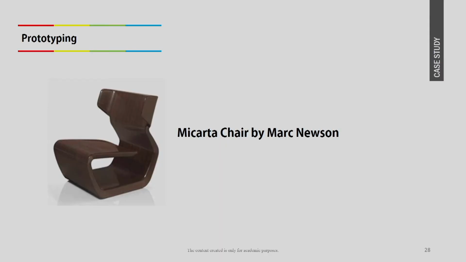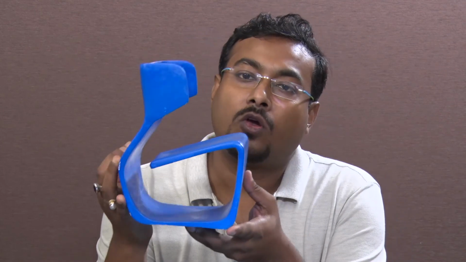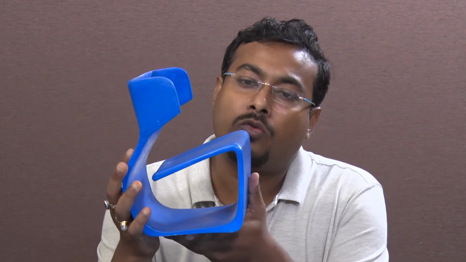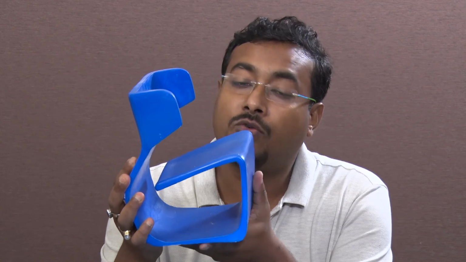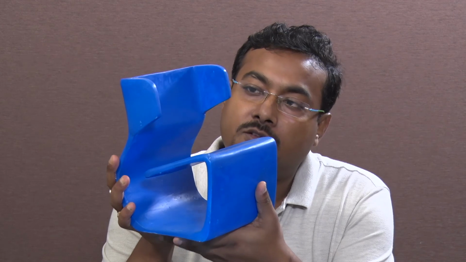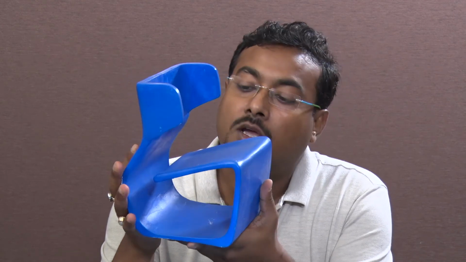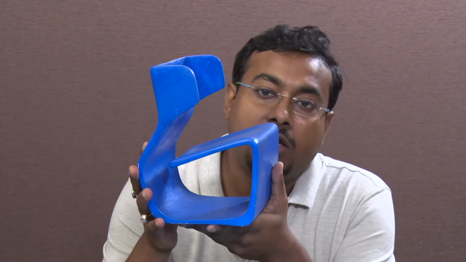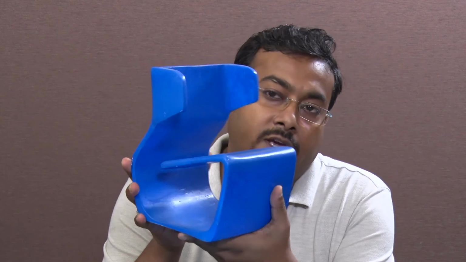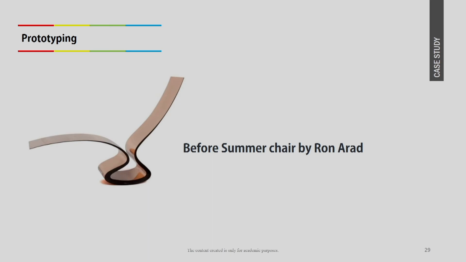Next is the Micarta chair by Marc Newson. To make this we have used a hot air gun. With the help of the hot air gun, we gave form to the foam board initially, and then on top of this we used acrylic putty to give the thickness, and we got the desired shape.